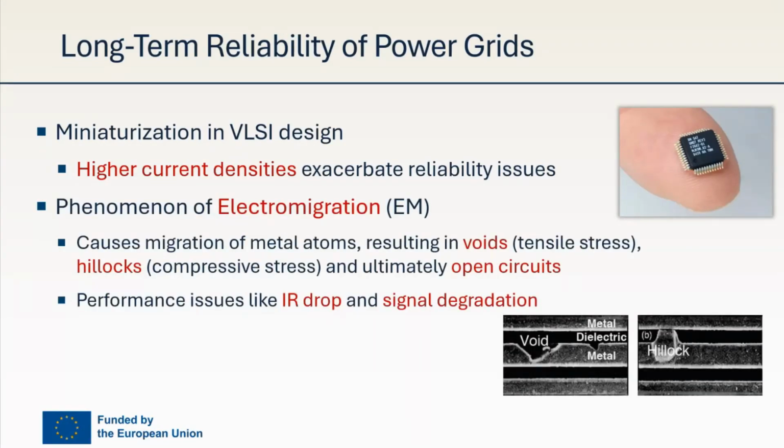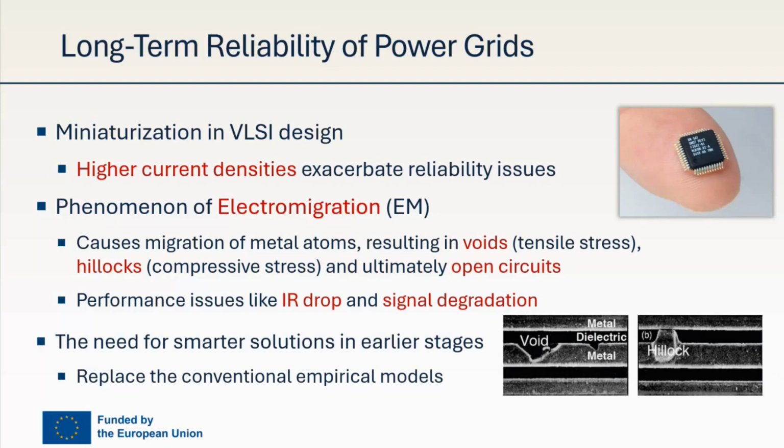One critical issue, apart from thermal analysis that we just mentioned, is the phenomenon of electromigration, or EM, as we say, where metal atoms migrate under high current densities. Over time, this can create voids and hillocks, which can eventually either break the circuit or cause short circuits, leading to higher IR drop and signal degradation.